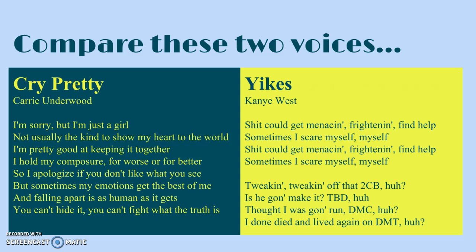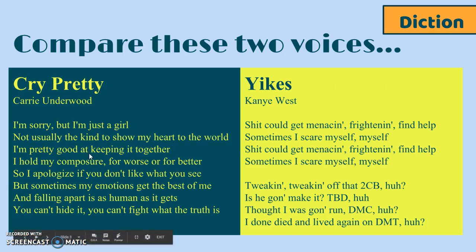So let's take a look first off at the diction that's in each of these songs. So over in Cry Pretty, we have a ton of diction to look at. So first we have just and girl. So those two diction words, especially when used together, create this tone of just a common person and an innocent person. Just, common, girl, innocent.